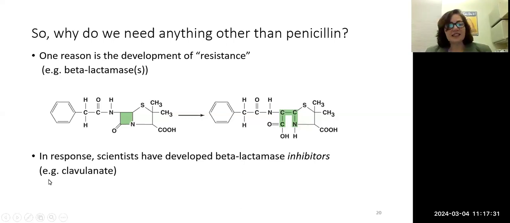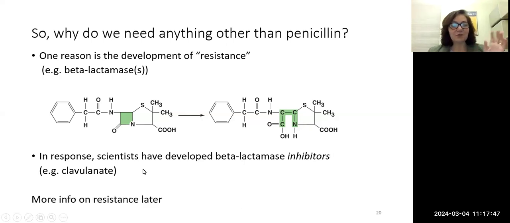Just genius. Clavulanate is the scientific name. The name that's given in the clinic, you may have heard of it as Augmentin. So more info on resistance later in the chapter.